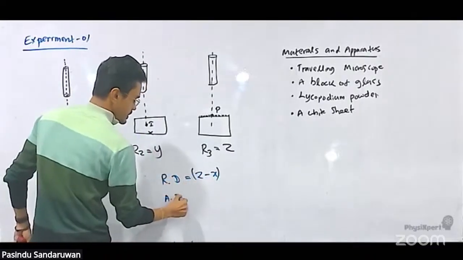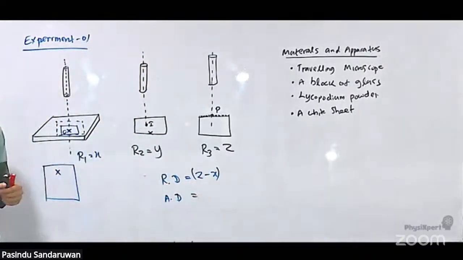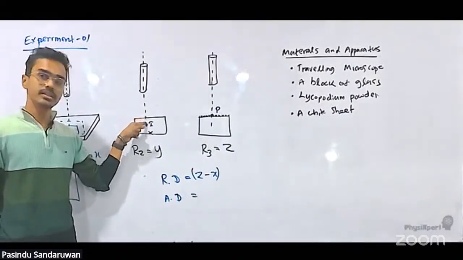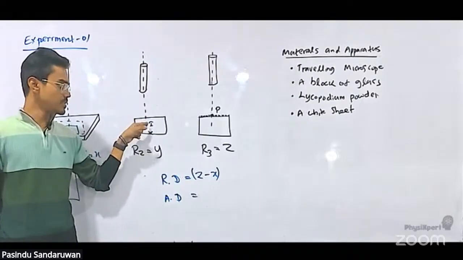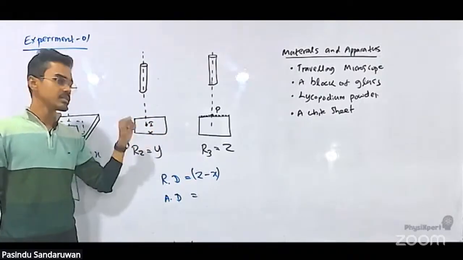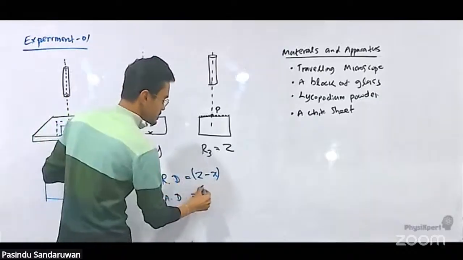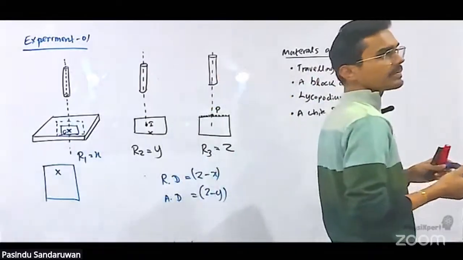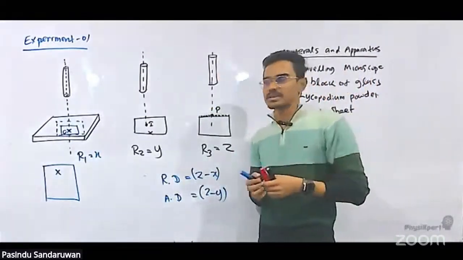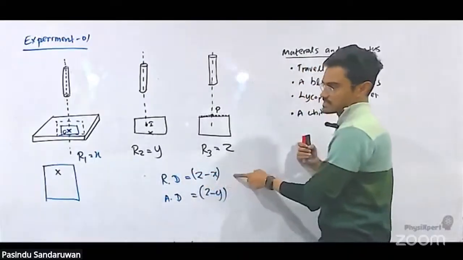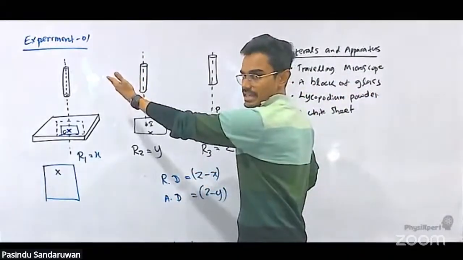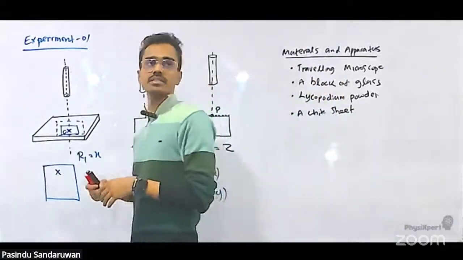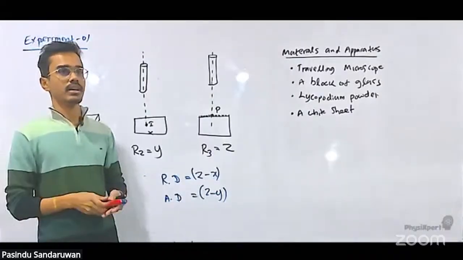Come the apparent depth again. Measure the apparent depth, from here to here, then z minus y. When these values are known, we know n1 over n2 equals real depth over apparent depth. Then using that equation, since my vernier scale readings are known values, we can easily put them into the equation and find n of the glass block.